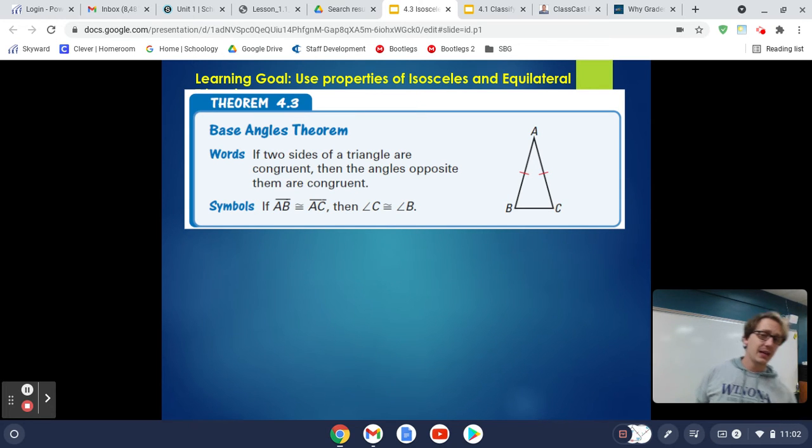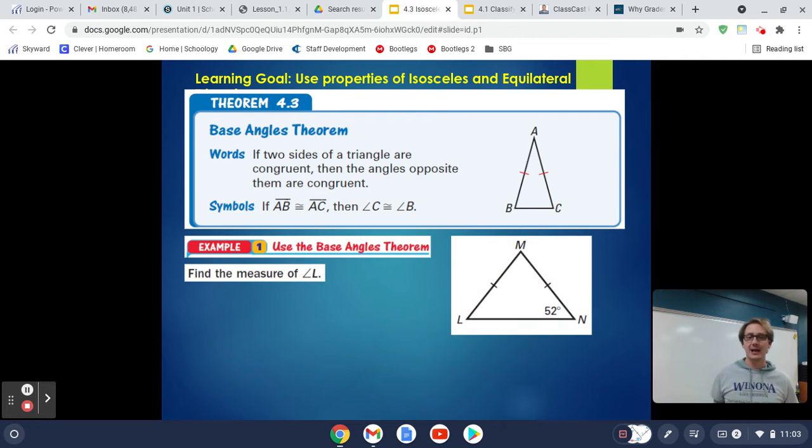All right, the base angles theorem. The base angles theorem states that if AB of a triangle and AC of a triangle are congruent, then angle C will be congruent to angle B, and those two are going to be congruent. Basically, if you have an isosceles triangle, the base angles are going to be congruent. So we have two congruent sides and we have two congruent angles.